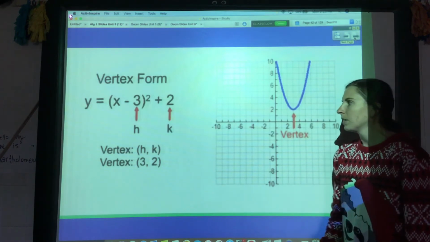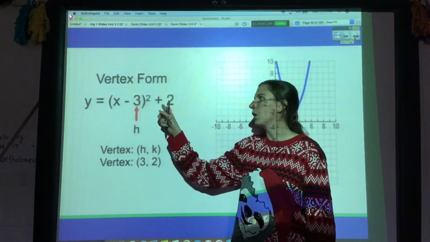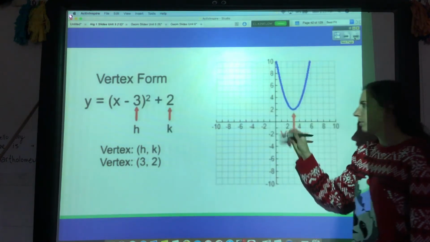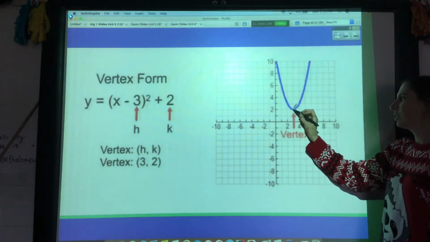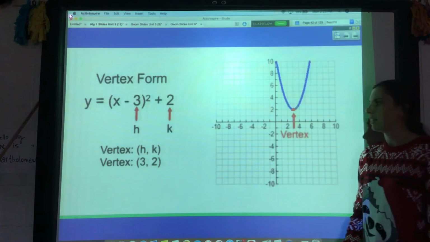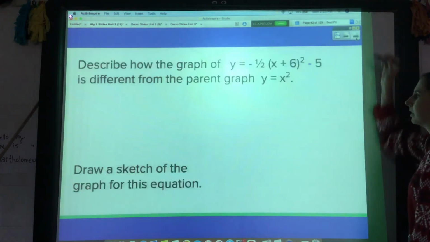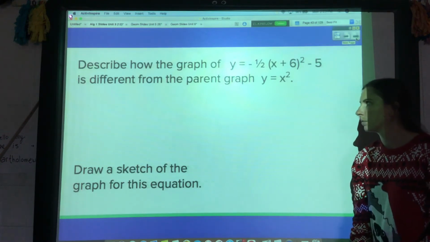So again, like this one would go right 3 and up 2, and so if you go right 3 up 2, well, there's your new vertex. That's why (h, k) is the vertex. Let's go through a few examples.